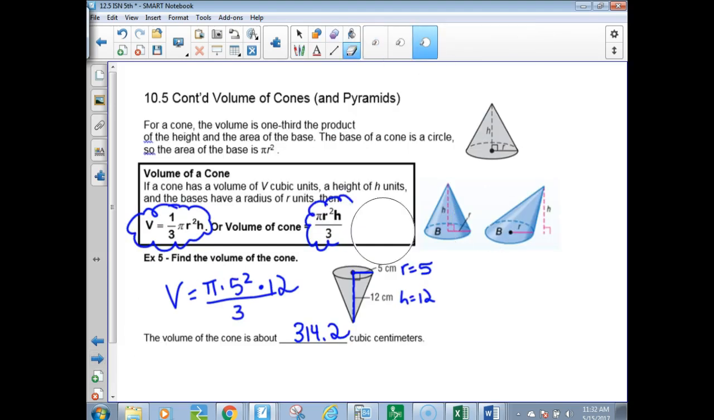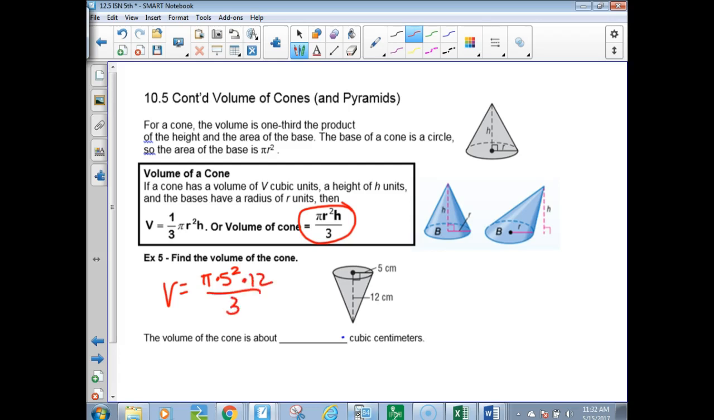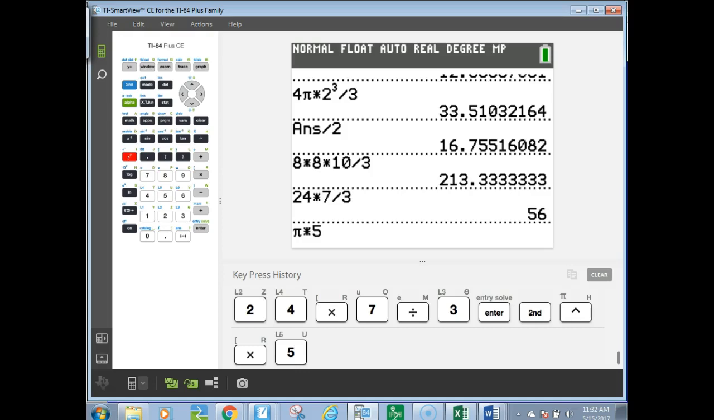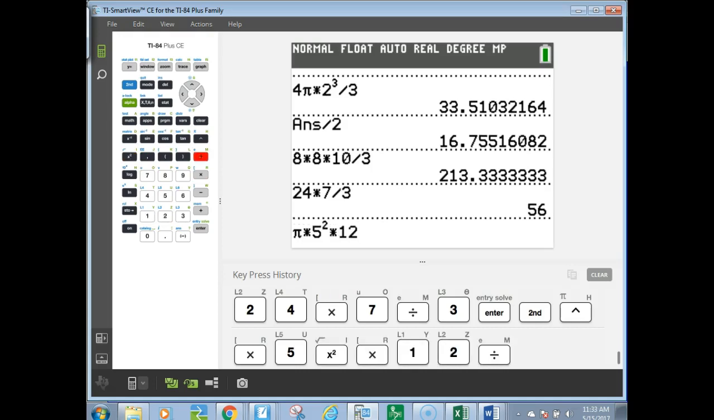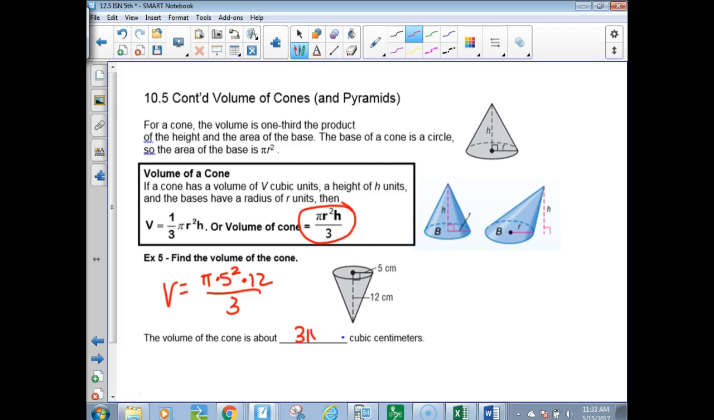Cones, we'll just do a little from here. You've got pi r squared times the height divided by 3 for your cone. This one's volume would be pi times 5 squared times 12 divided by 3. That was 314.2 cubic inches. You will see these formulas, of course, on your final exam sheet.